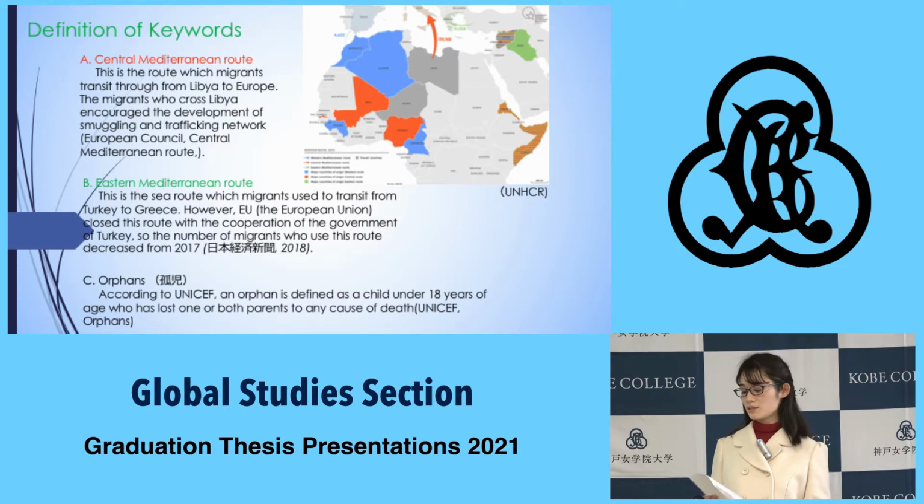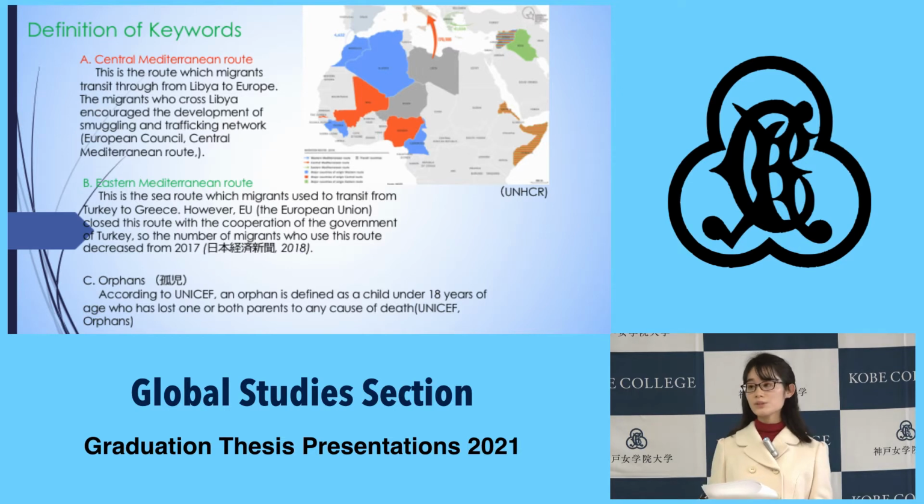Definition of keywords. Central Mediterranean route. This is a route which migrants transit through from Libya to Europe. The migrants who cross Libya encouraged the development of smuggling and trafficking network.